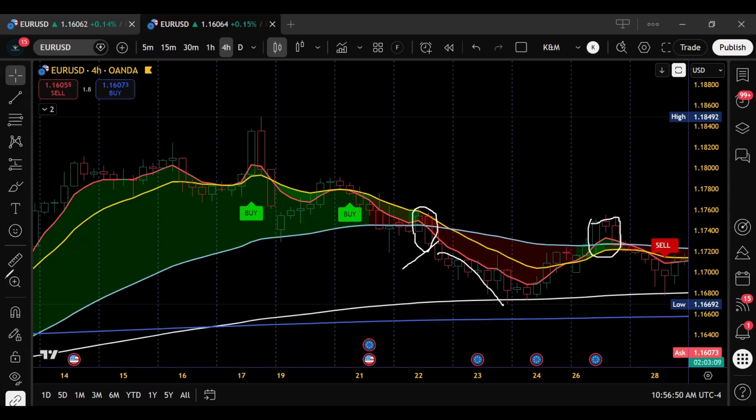it formed this. Let me redo that. To me, that's an evening star. It doesn't look perfect, but if I took this middle candle away, these two candles would look like a railroad. So I see that with something similar to a doji in the middle, any form of a doji.